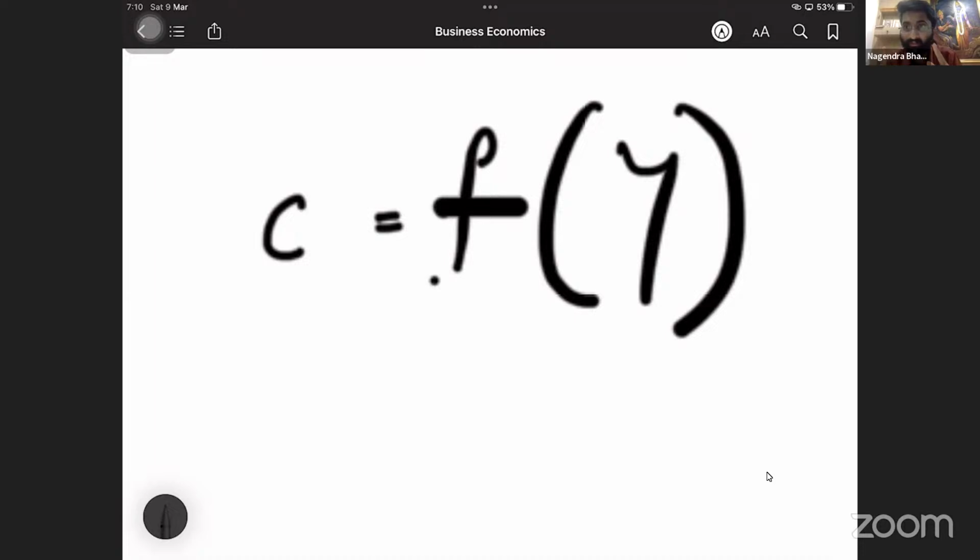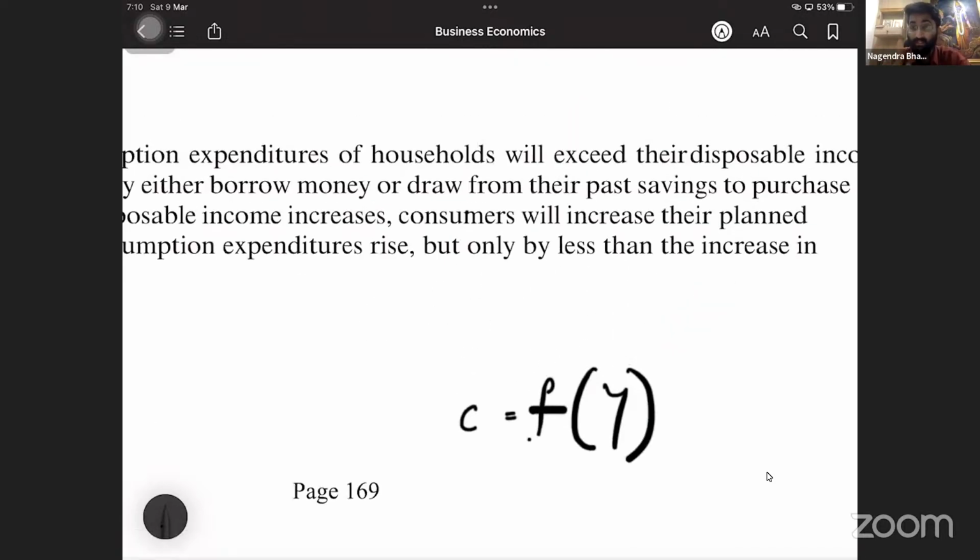Remember the demand function. In the same way, C is equal to F of Y. C is equal to function of Y. What is Y? Income. Y is nothing but income. Consumption is a function of income. If my income increases, consumption might also increase, but not in the same proportion. We will discuss that. Right now, you understood this: consumption is equal to function of income.